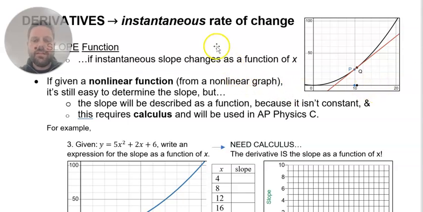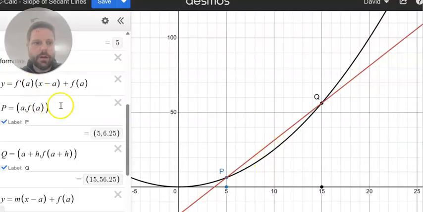We can also look at the instantaneous rate of change, and this can contrast to the average rate of change. It is going to be when the 2 points together, P and Q like we were using, are so close they're essentially the same point. And so we can look at that in Desmos here to see how that would work.